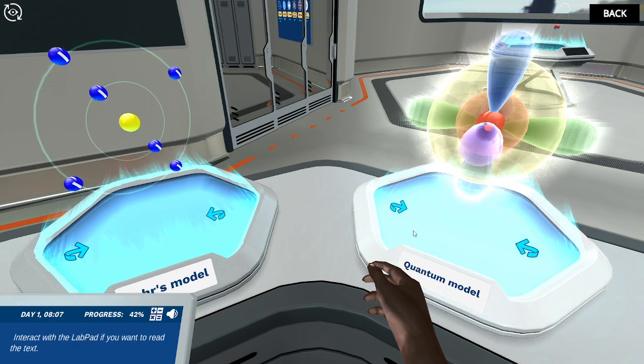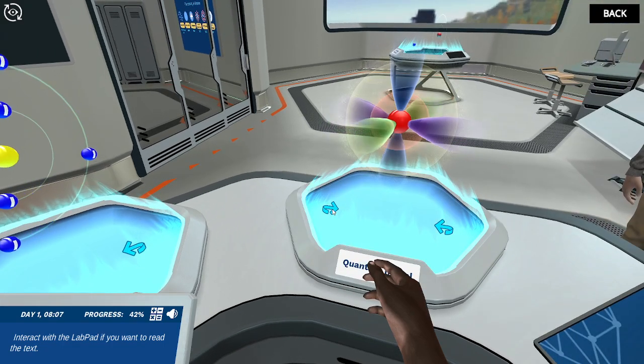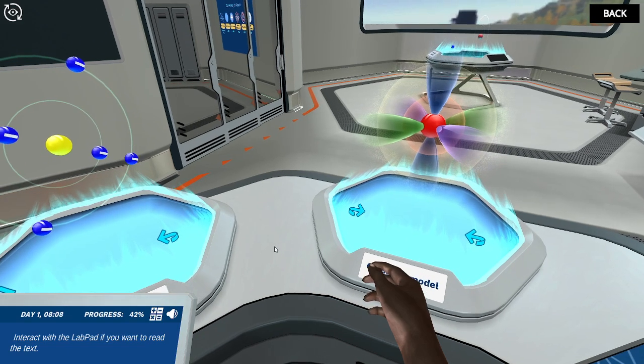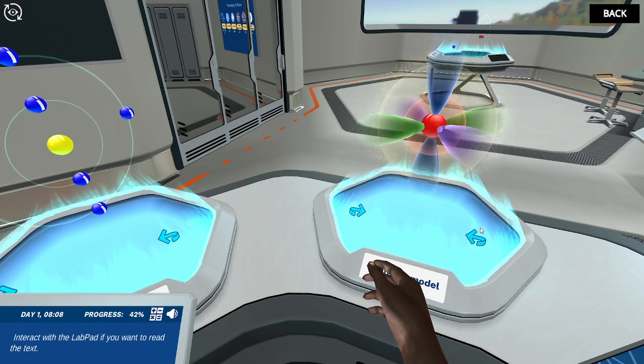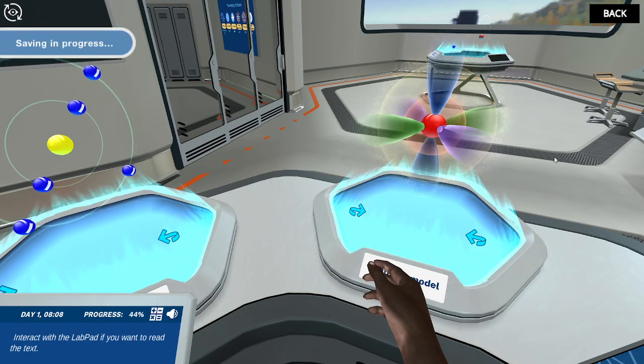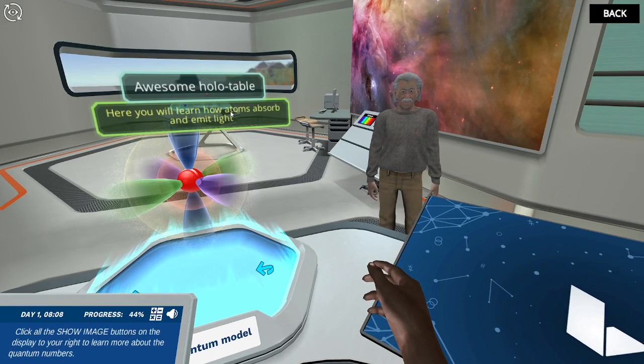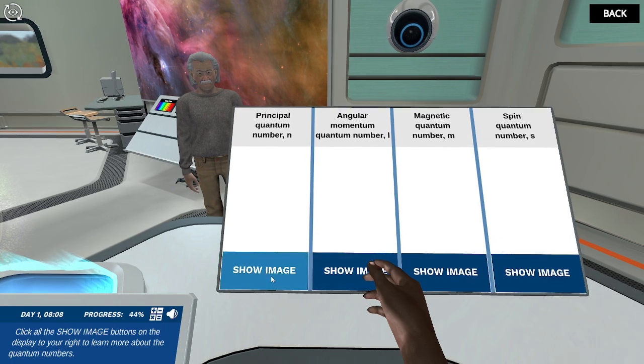Schrödinger's orbitals are defined by a set of 4 quantum numbers, which serve as coordinates. These 4 numbers identify the exact energy level and sublevel of an electron in the atom. Let us have a quick look at the 4 quantum numbers. Click all the Show Image buttons on the display to your right to learn more about the quantum numbers.